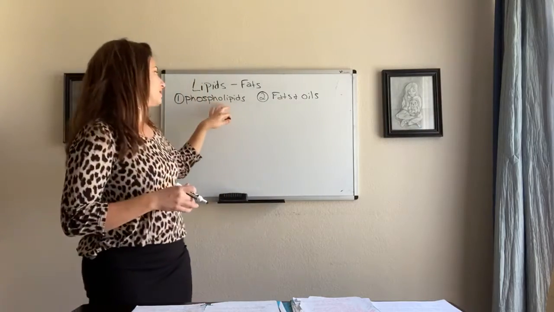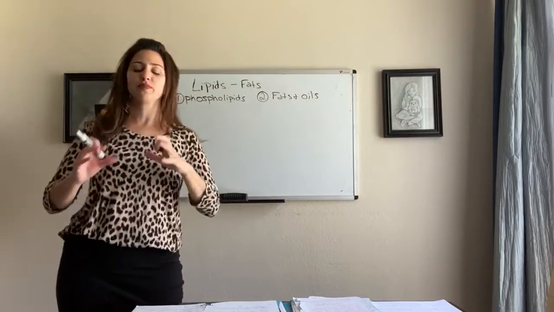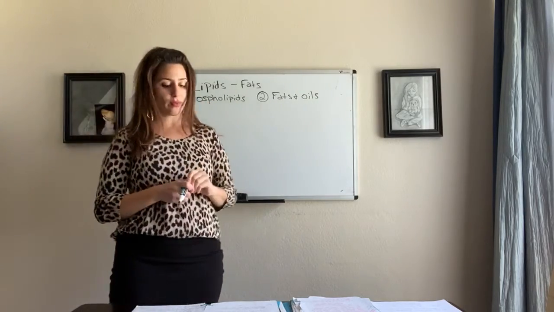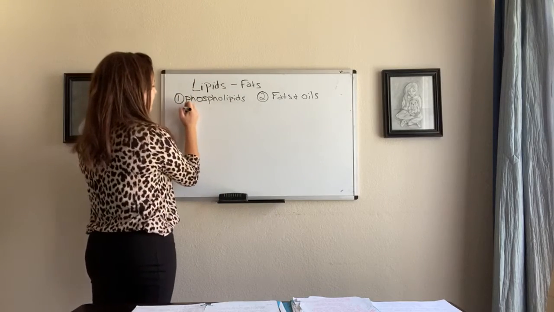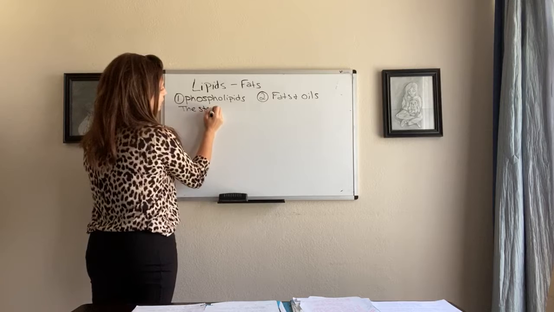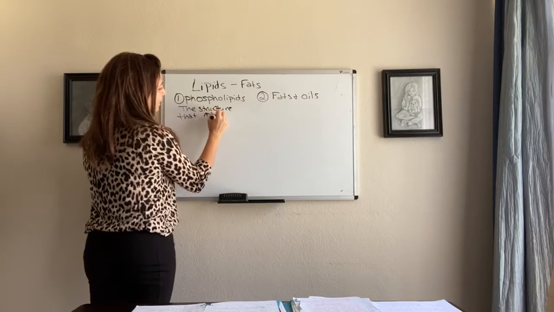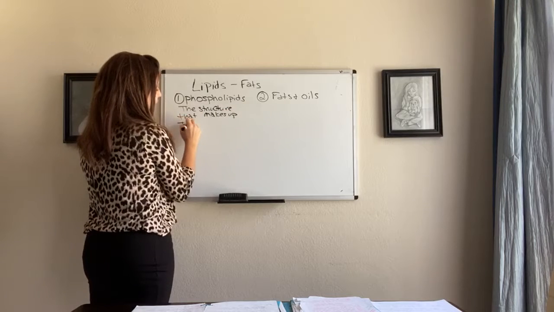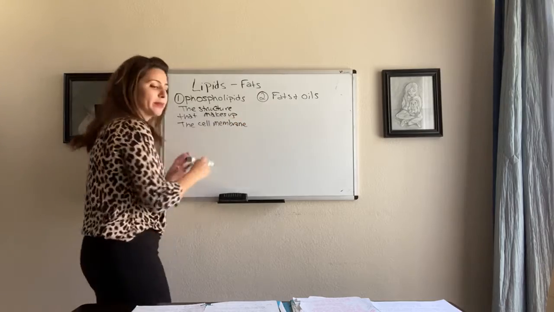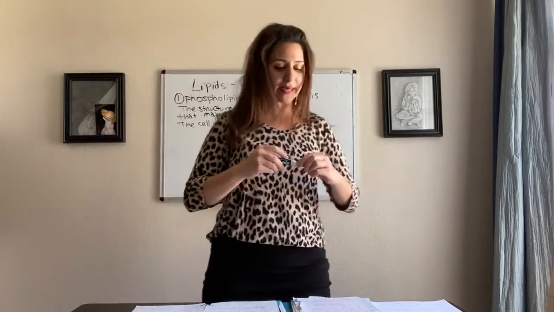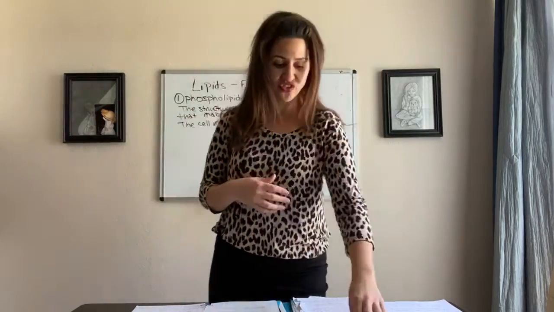Okay, there are other kinds of lipids, but for this class, mainly because we're going to be talking about the cell next chapter, and phospholipids are very, very important, we're going to discuss exactly why right now. So, phospholipids is the structure that makes up the cell membrane. And we briefly talked about the cell membrane in the beginning of the year.